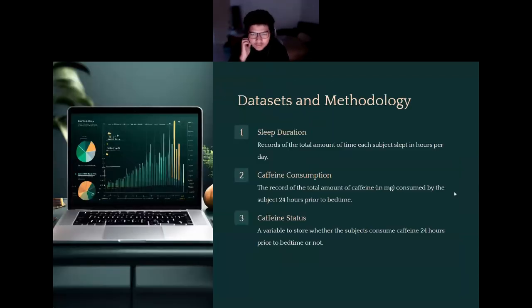Next, here are the 3 variables. The first is sleep duration, records of the total amount of time each subject slept in hours per day. Second, caffeine consumption, the record of the total amount of caffeine in milligrams consumed by the subject 24 hours prior to bedtime. Third, caffeine status, a variable to store whether the subject consumed caffeine 24 hours prior to bedtime or not.